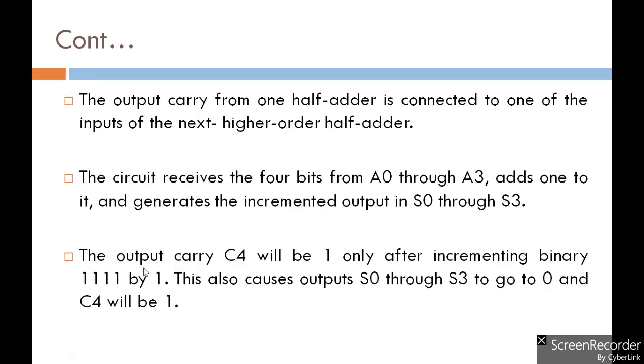Now, the output carry C4 will be 1 only after incrementing the binary number 1111 by 1. So this also causes outputs S0 through S3 to go to 0 and C4 will be 1. Right? So this is all about the binary incrementer.